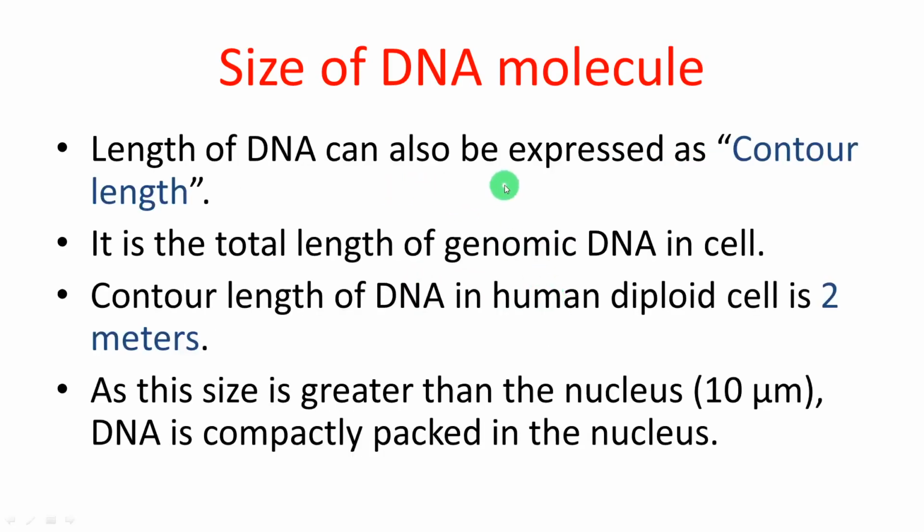The length of DNA can also be expressed as contour length, meaning along with base pair, we can also measure the length of DNA as contour length. What is this contour length? It is the total length of genomic DNA in the cell. Whatever the total length of genomic DNA in the cell is, that total length will be measured in terms of contour length. The contour length of DNA in a human diploid cell is 2 meters. So it is very big as compared to the size of the cell or the nucleus.